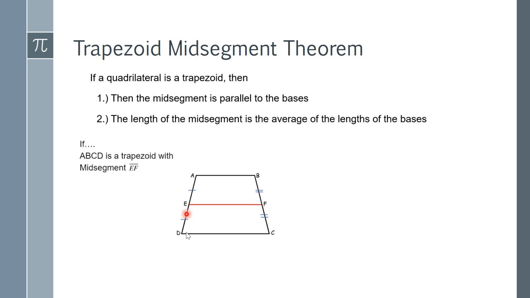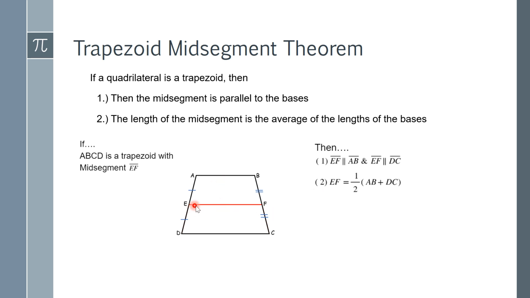So if we have a trapezoid ABCD with a mid-segment of EF, then two things are true. EF is going to be parallel to both AB and DC. So this is parallel to both of these. That's important to know. If you recall from mid-segments, the mid-segment was half the length of the side it was parallel to. Now, a trapezoid is just a little bit different. It's an average of the two sides that it's in between.